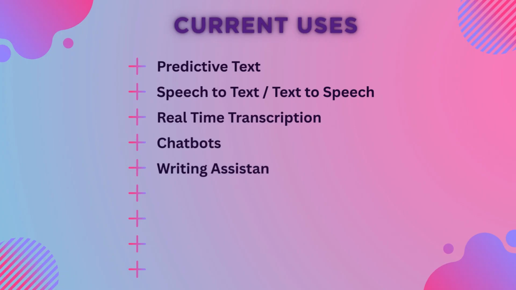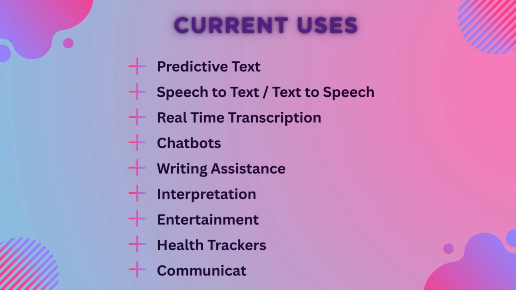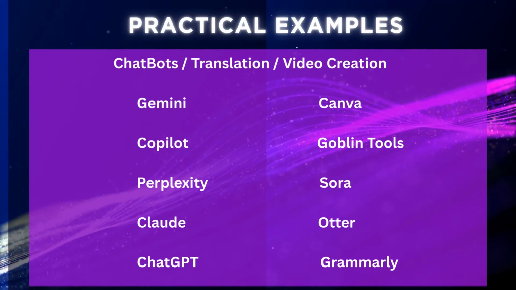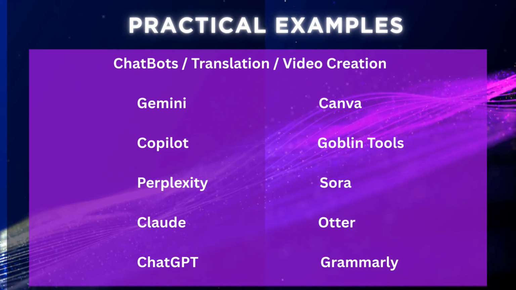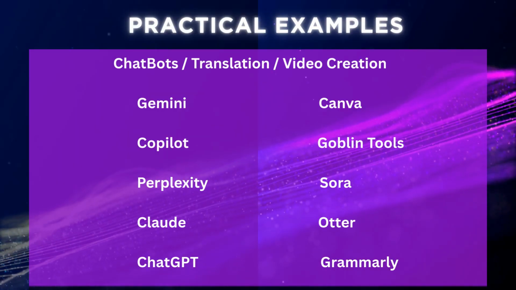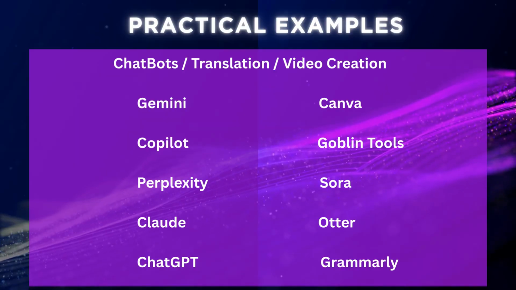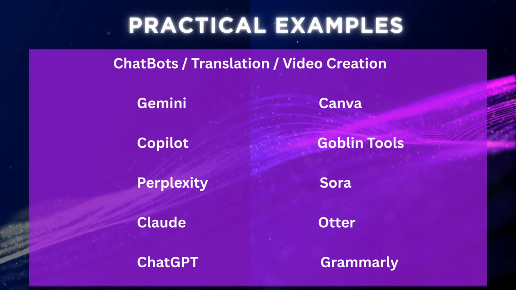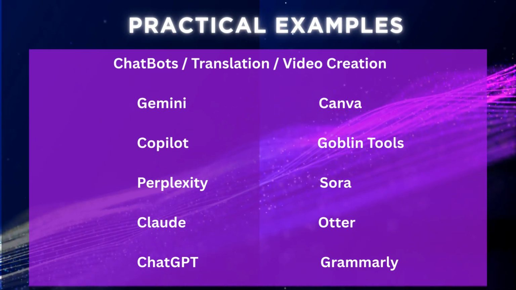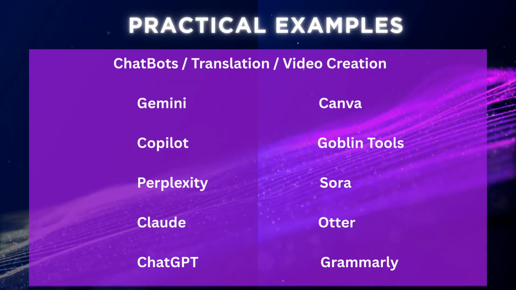Now we want to give you some examples of common AI use and tools that are being used today. These include things like predictive text, speech to text, real-time transcription and translation, chatbots, writing support, interpretation, entertainment, health trackers, and communication apps. Examples of actual AI tools that you may be seeing around include things like Gemini, Copilot, Perplexity, Claude, ChatGPT, Canva, which was used for this presentation, Goblin Tools, Sora, Otter, and Grammarly. These tools support things like scheduling, writing, translation, communication, and accessibility.